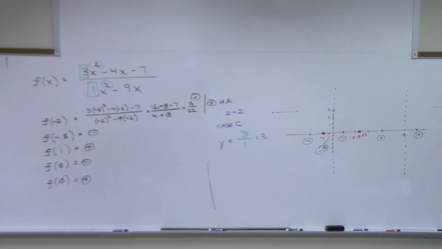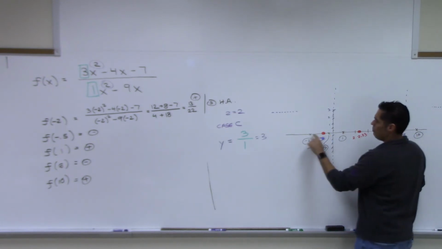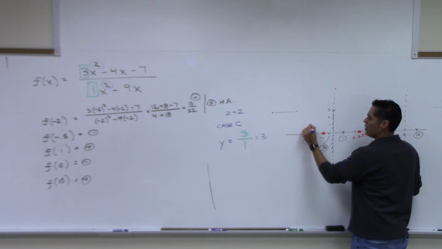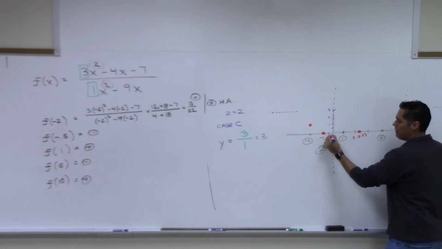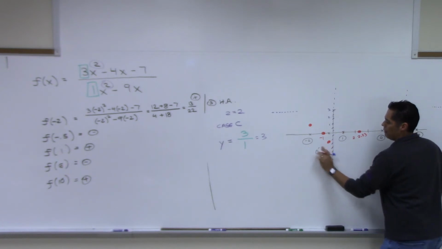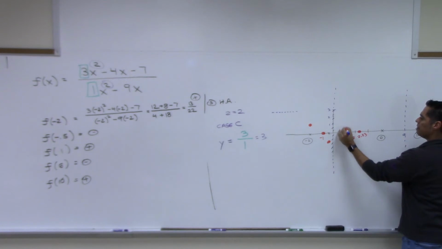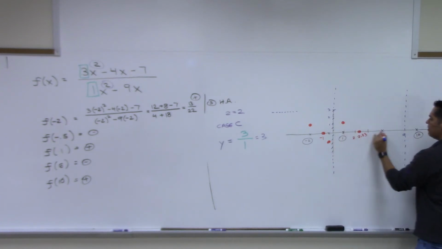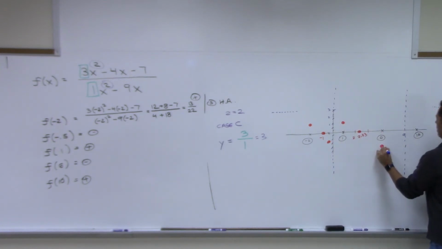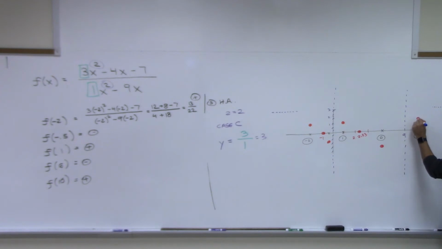Okay, so I'm going to plot the points. Is that all right? And then we're going to draw it. So at -2, we're positive, up here somewhere. At -0.5, we're negative, down here somewhere. At 1, we are positive. At 6, we're negative. And at 10, we're positive.